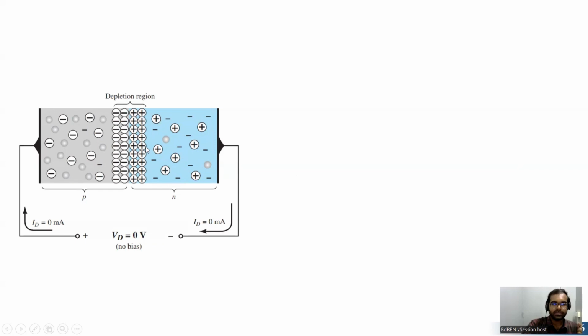This layer of oppositely charged ions is known as the depletion region, and this forms the p-n junction. So simply, the p-n junction is basically the contact surface between the p-type portion and the n-type portion, and there exists a width of oppositely polarized ions that prohibits the transition of free charge carriers from one side to another side, resulting in a zero current through the diode.